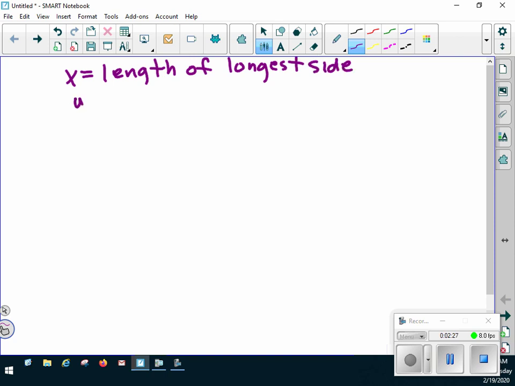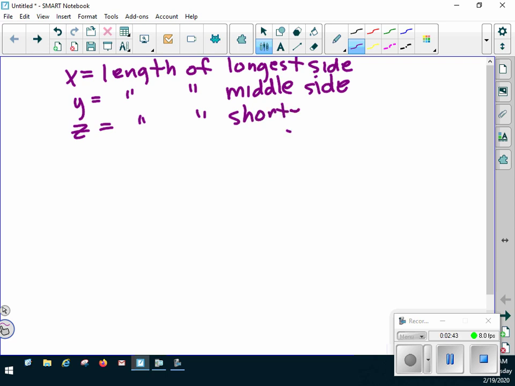We'll let Y, and you can do this, I don't mind if you do that, the length of the middle side. And Z is the length of the shortest side. You have to do that. Otherwise, what you're doing doesn't make any sense because you don't know what you're finding.